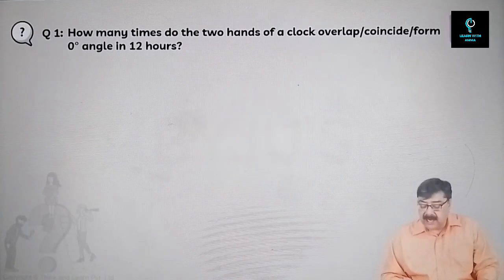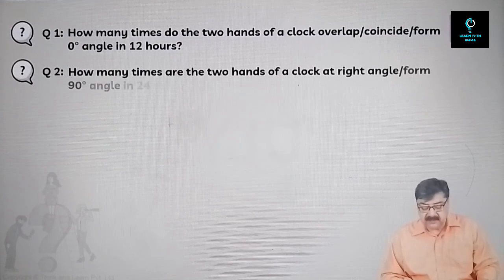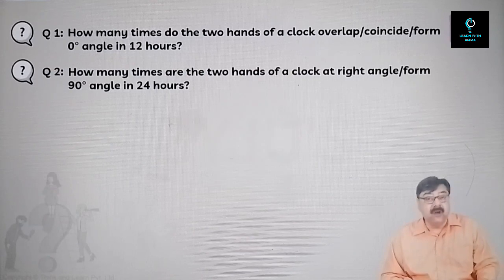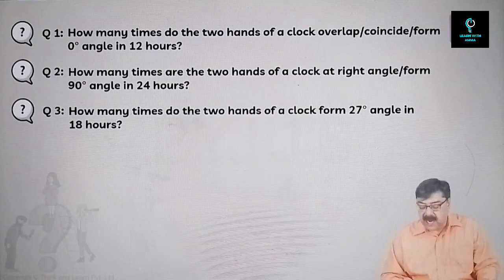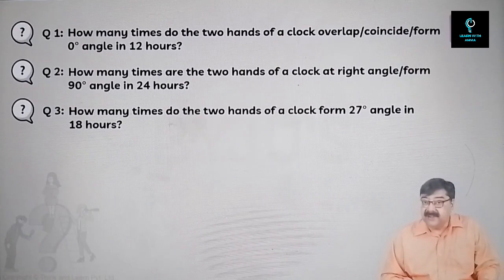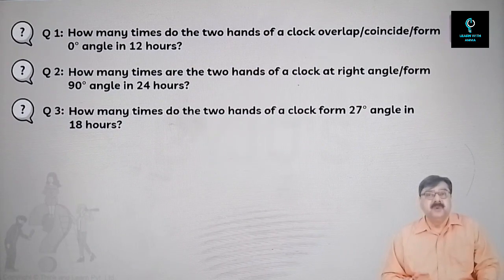Now I have some questions for you. How many times do the two hands of a clock overlap, coincide, or form a 0 degrees angle in 12 hours? Another question. How many times are the two hands of a clock at right angle or form a 90 degrees angle in 24 hours? And the third one, how many times do the two hands of a clock form a 27 degrees angle in 18 hours?